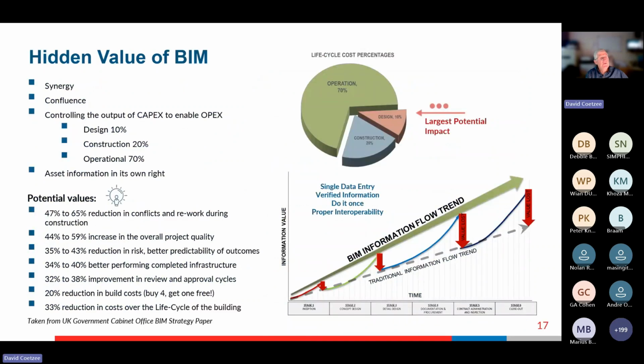Going on to the hidden value, I'm not going to spend too much time on these, but these are potential values of using BIM: a 47 to 65% reduction in conflicts and rework during construction. As I said before, one of the things my team does every week, when we create our federated model on Tuesday, is go through looking for clashes. And the BIM authoring software makes that very, very easy. You compare disciplines pairwise one at a time, and you look for clashes.